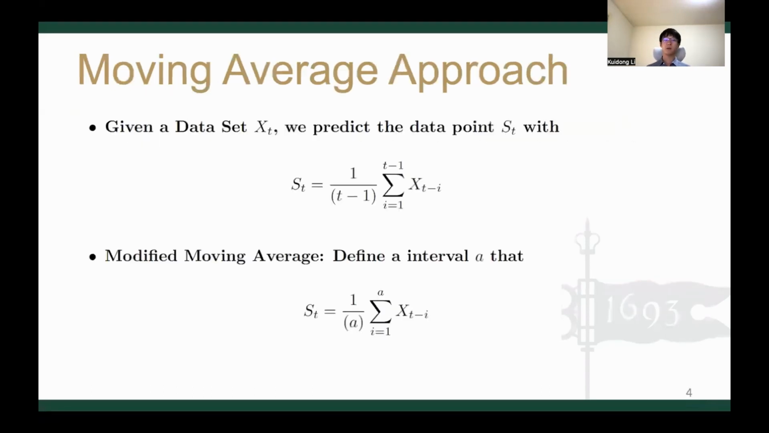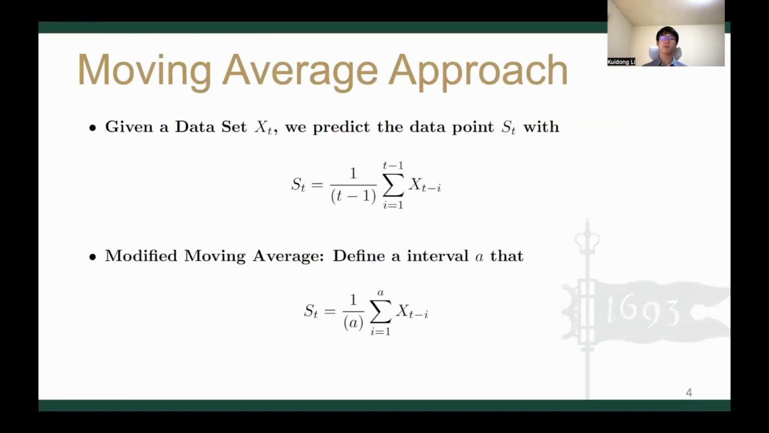The first approach we took was moving average. A traditional moving average would be taking a look at all the data points in the past and just taking a plain average of them to predict the data points for tomorrow. However, that is not very effective, because if there's a data point way back in the past, we wouldn't really want to consider that.